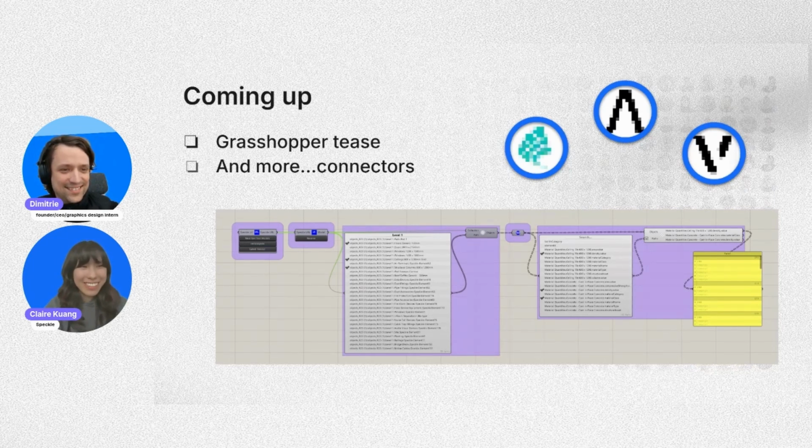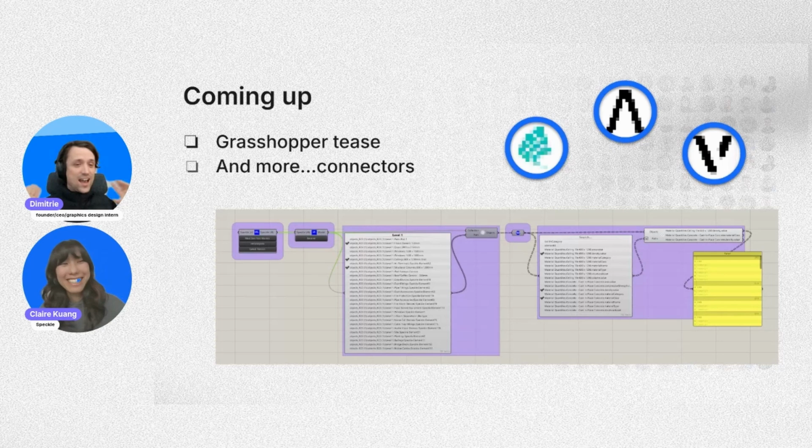You don't want to talk about Grasshopper, Dimitri. I don't want to. Have you seen what's going on in the chat, Claire? Like, I'm afraid to talk about Grasshopper.